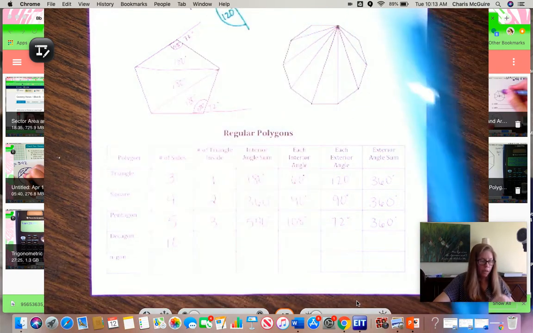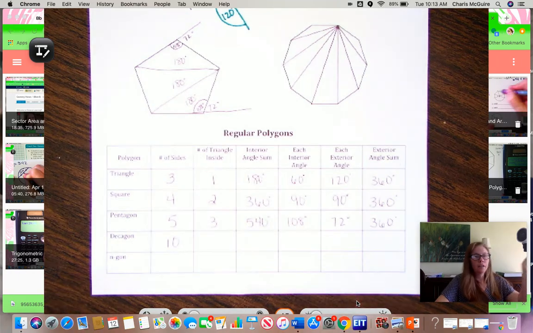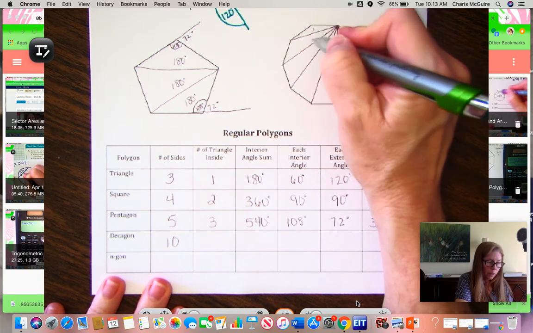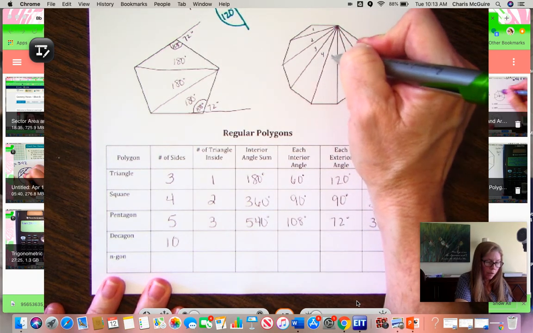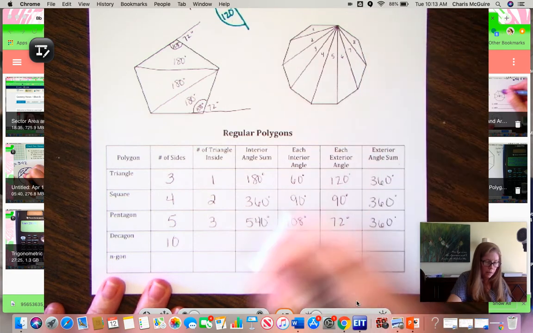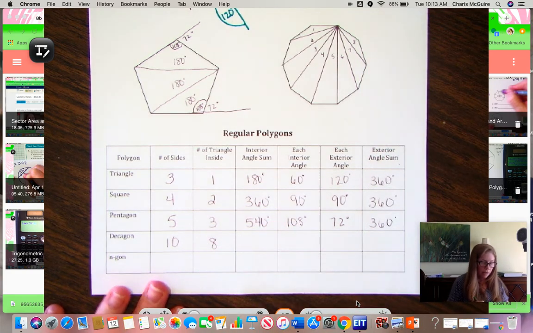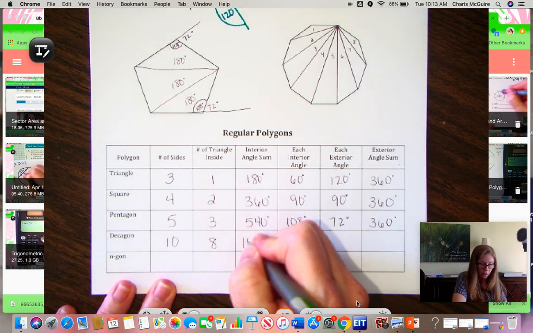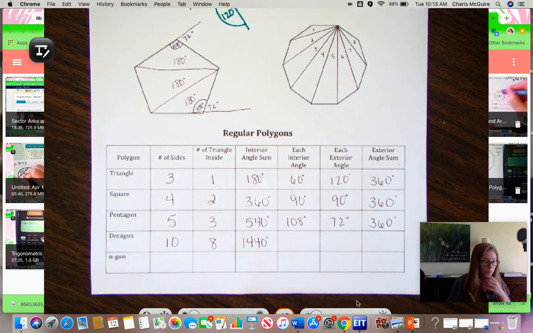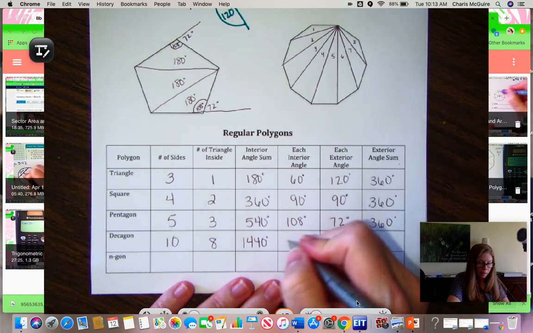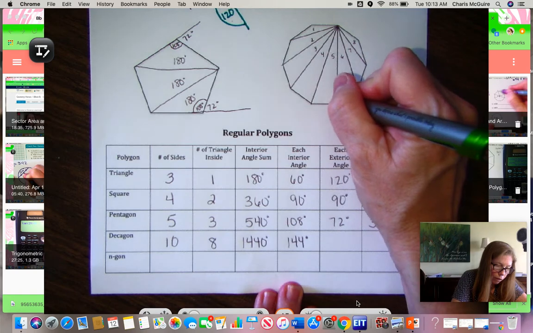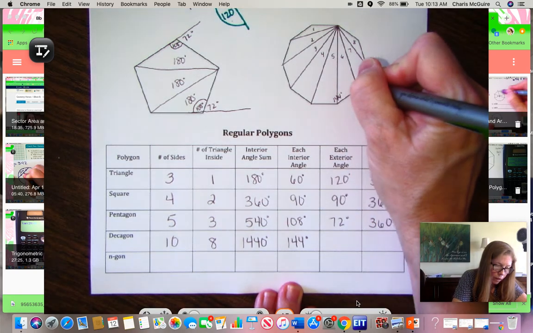Alrighty, so how many triangles did we create in our decagon? You should have 1, 2, 3, 4, 5, 6, 7, 8. So 8 triangles inside of there, and 8 times 180 is 1,440 degrees. So each of them is going to be 144 degrees. Each angle is going to be 144, right? So this is 144, this is 144.